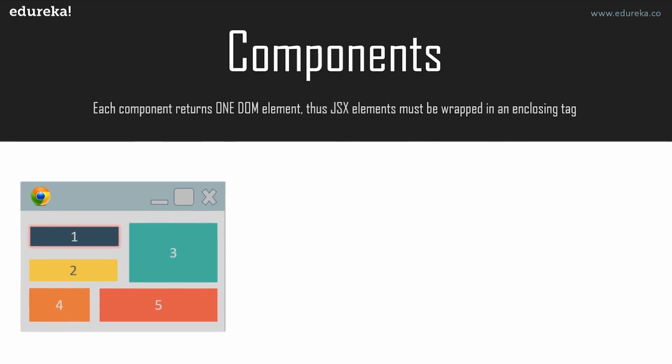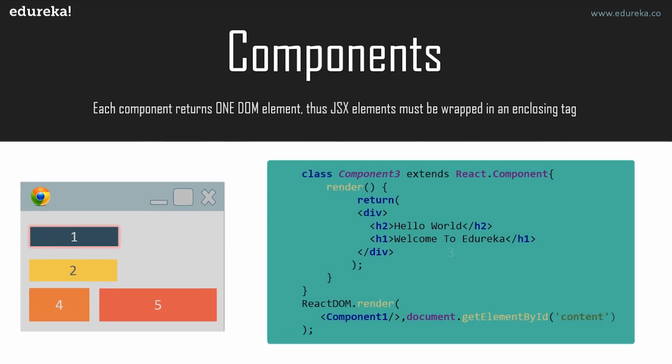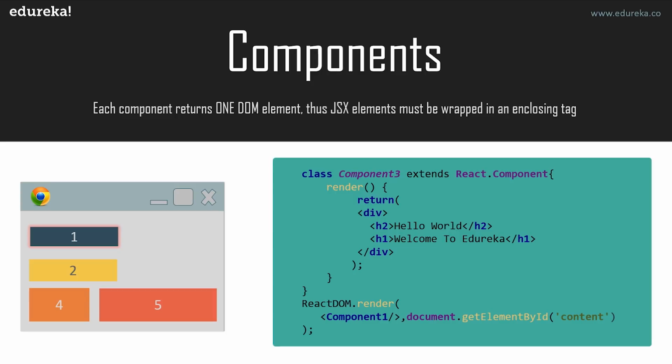Now each component returns one DOM element. As I mentioned, in every component you should have a render method and a return statement. So each component in React.js returns one DOM element. And how it is rendered: there is an API called React DOM, and it has a method called render. ReactDOM.render allows you to render the different components on your application.